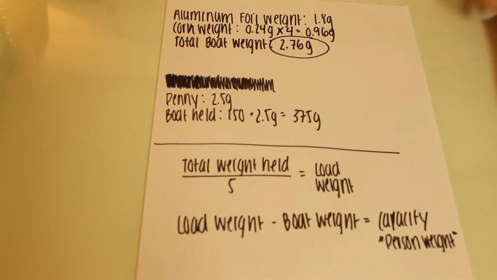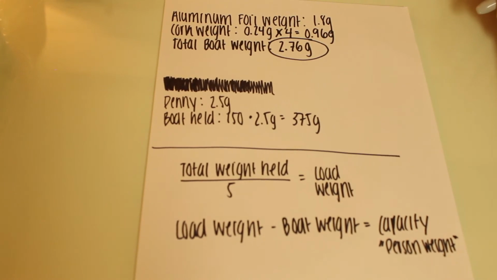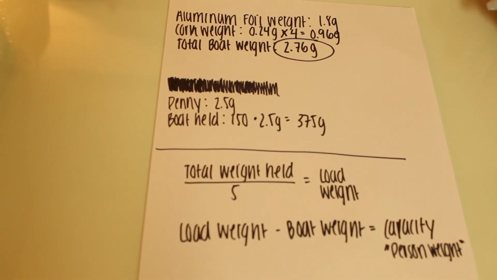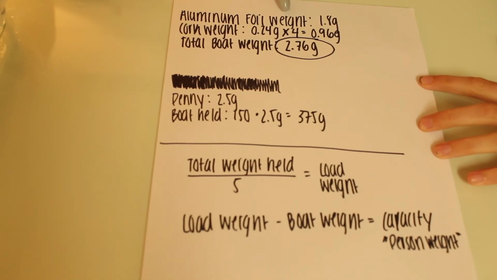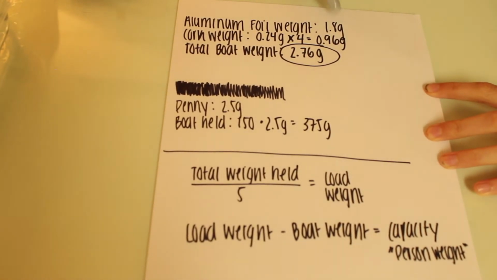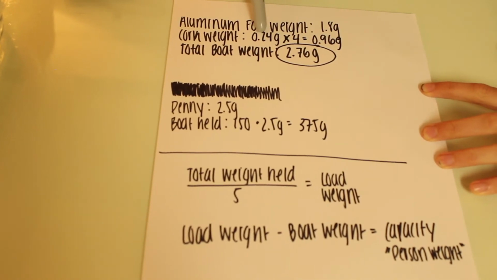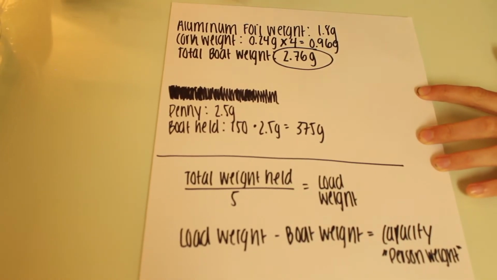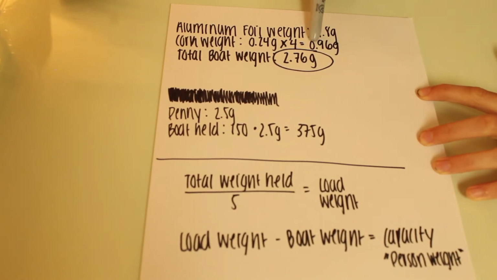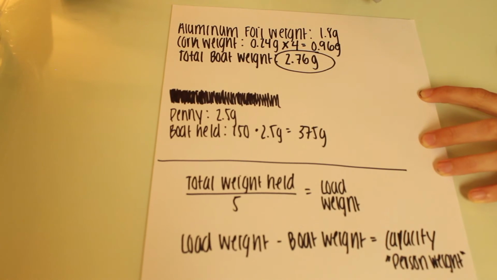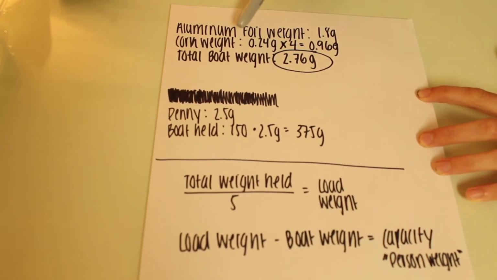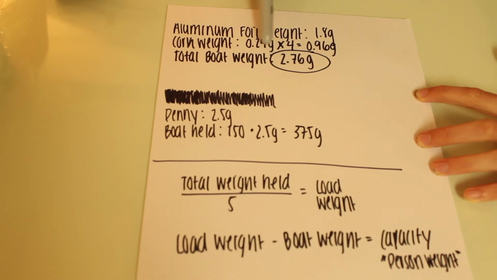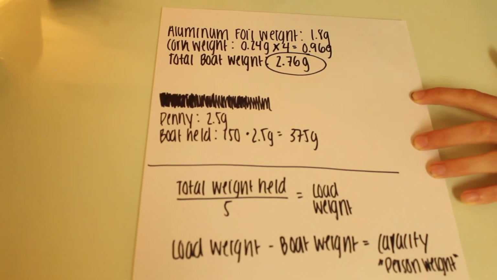Now, we are going to test how many pennies our boats can safely hold. In order to calculate how many pennies or people our boat could hold, we have to first determine the weight of our boat. The piece of aluminum foil for our boat weighed 1.8 grams. The corks each weighed 0.24 grams. So in total, the 4 corks weighed 0.96 grams. If we add together our aluminum foil and cork weight, our total boat weight is 2.76 grams.